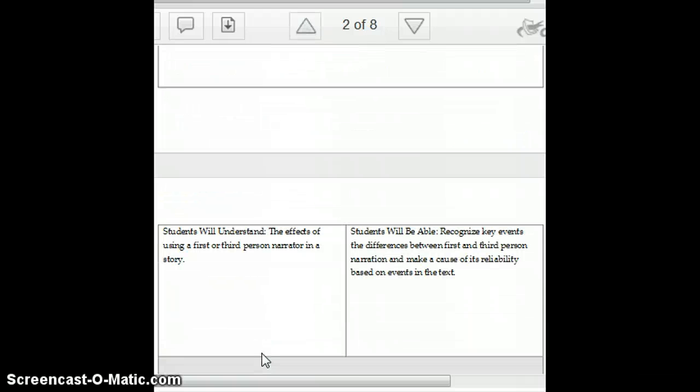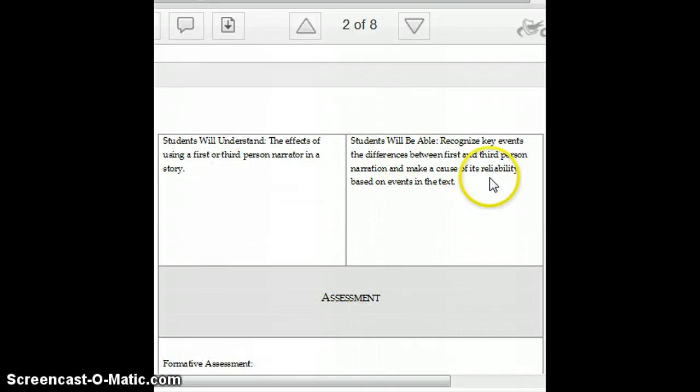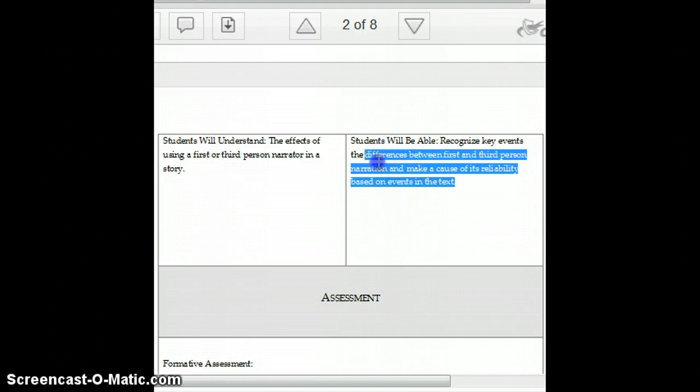Thank you. For your students will be able to, in this area right here, you'll have to tell me if you can see what I'm doing right there. Okay, I highlighted your students will be able to. Would you go ahead and bullet those out so that it's really clear that there are 3 different things you want them to do? First, recognize key events. Second, difference between first and third person narration. 3, make a case for its reliability based on events of the text. I think you might have a little typo in there.